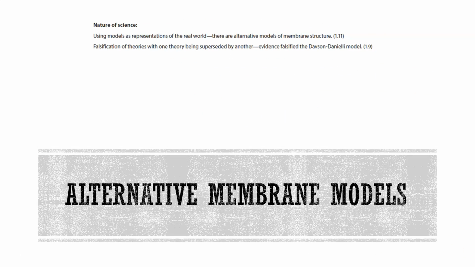So part of your course in terms of your nature of science is using models as representations of the real world. So we're looking at this model of the fluid mosaic membrane. Okay, another part of your nature of science is the falsification of theories. So how you can say that a theory is incorrect, or has been surpassed by another. So how has the fluid mosaic model falsified a previous model? And we'll look at the Davson and Danielli model.